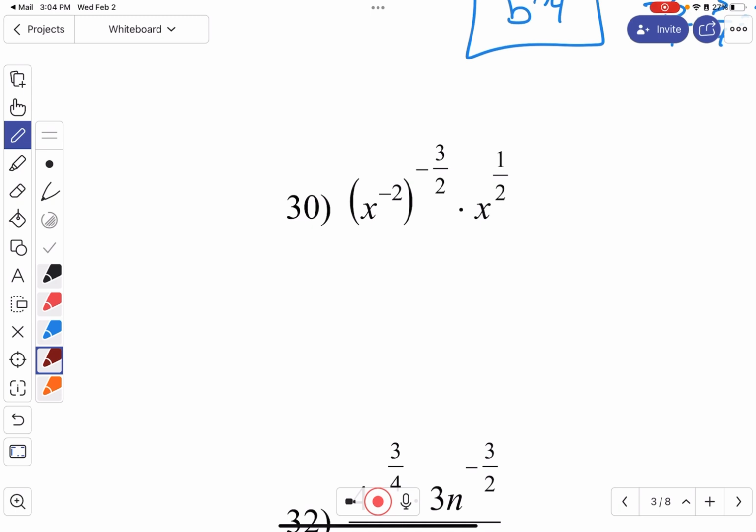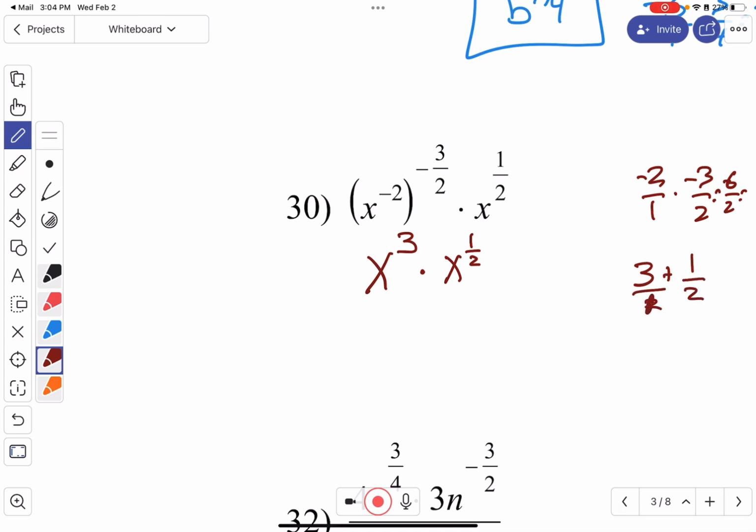Another one. So this is x, negative and negative is positive, so we've got negative 2 over 1 times negative 3 over 2, which is going to be 6 over 2, which is just 3, so it's x to the third, times x to the 1/2, so we add 3 plus 1/2. Common denominator is 2, so that's 6 over 2 plus 1 over 2, which is 7 over 2. You can use your calculator if you need it.